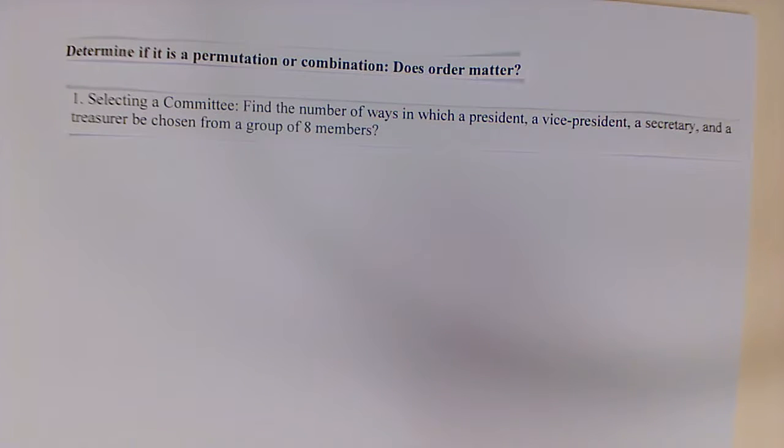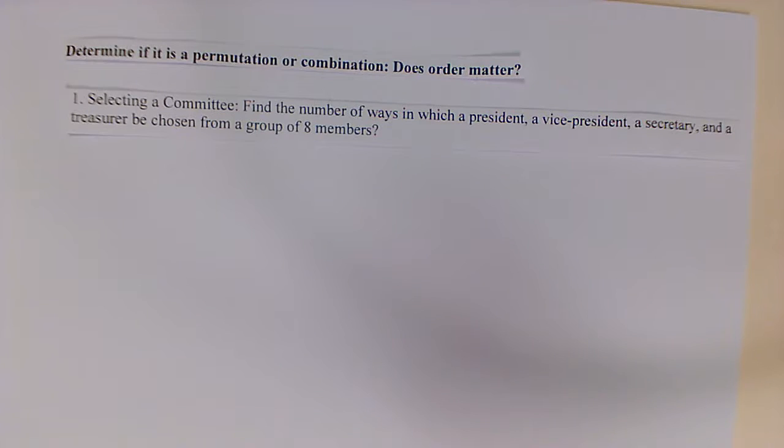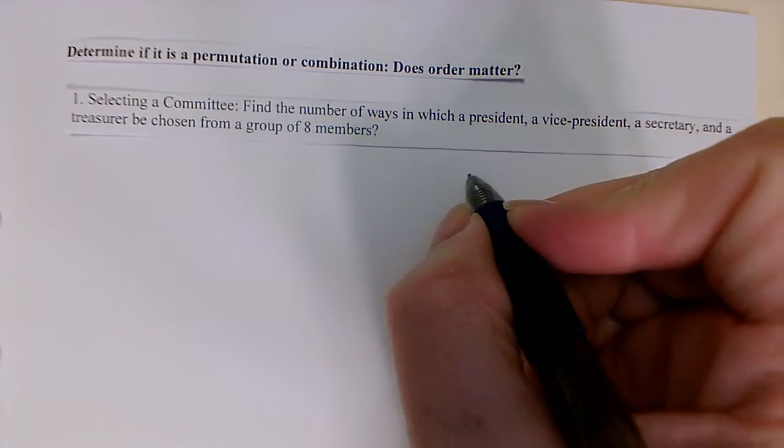All right, so on this problem, we are looking at determining if there is a permutation or combination and does order matter. So we're looking at selecting a committee. Find the number of ways in which a president, a vice president, a secretary, and a treasurer can be chosen from a group of 8 members. In this case, because they are looking at specific placements, order does matter. So the first thing you want to know: does order matter? Yes, order matters.